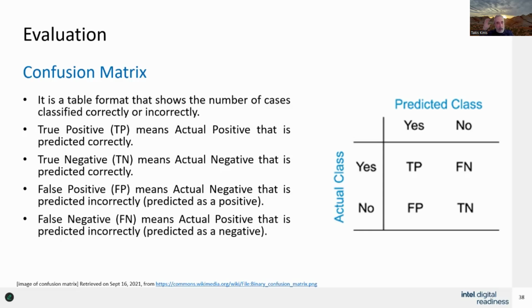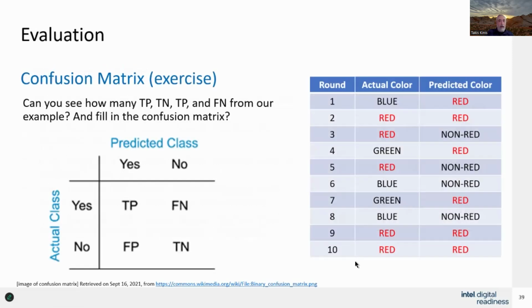So you can have a really large confusion matrix, but generally we're looking for true positive, true negative, false positive, and false negative in these categories, right? So this is a really helpful slide, by the way. All right. Then we can do this little exercise, right?